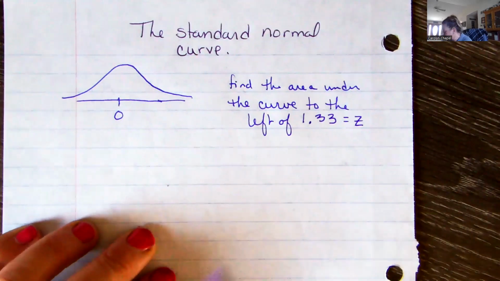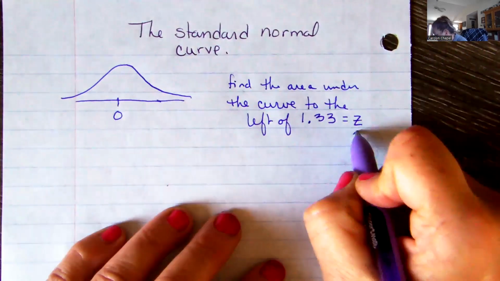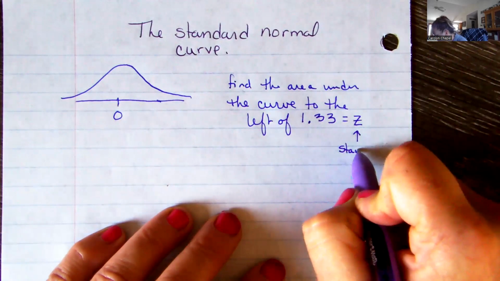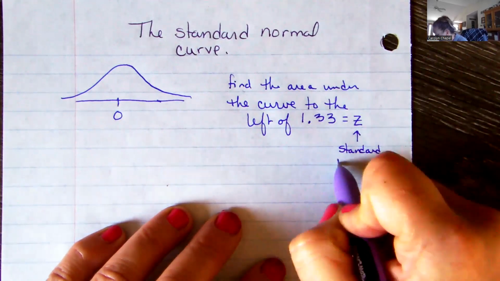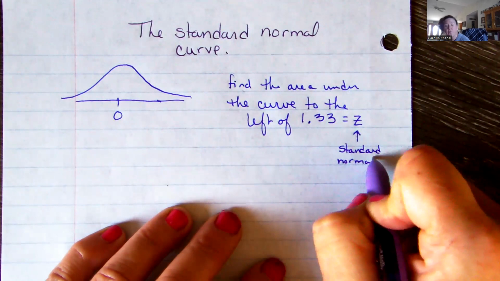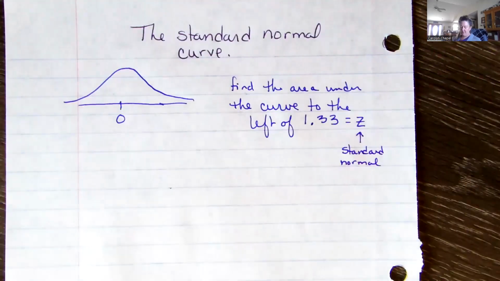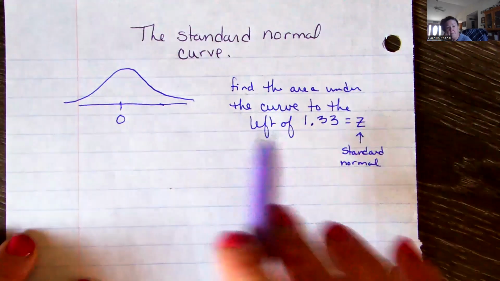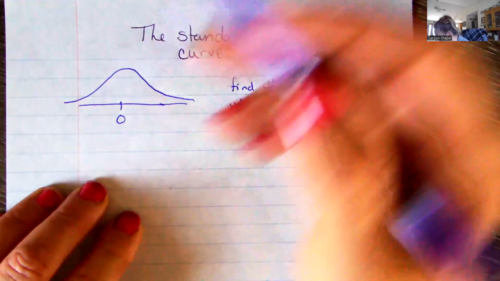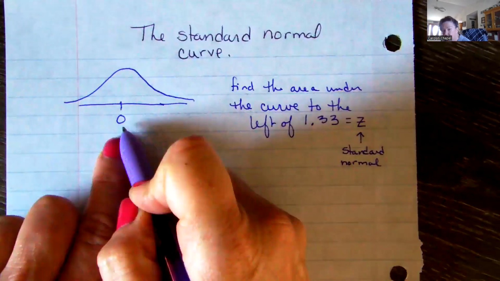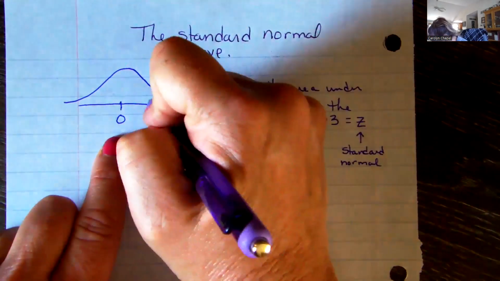Okay. And we do again use the letter Z to represent our standard normal. We like to use the letter X for any particular situation that we're dealing with, some general normal curve, but once we standardize it, we like to use the letter Z. And so in terms of my picture, what I'm trying to find, so here's 0. So that means 1.33 would be here.